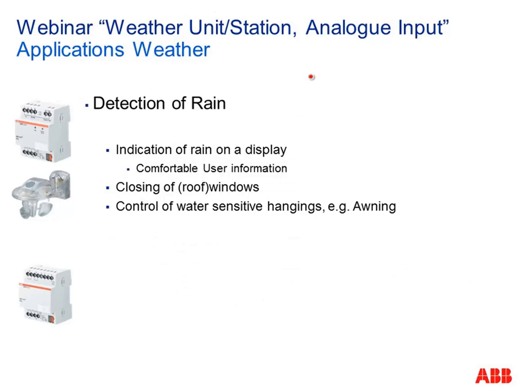We can normally also detect rain, another sensor. Detecting rain means, first of all, of course, again, you can show it inside your building, whether it's raining or not. Or, a more important application, you can close windows, especially roof windows, if it's raining. It's clear if it's raining you should close this, otherwise you harm your building. Or again, any water sensitive hangings like an awning shall be controlled, shall be put into a safe position in case of rain, for example.